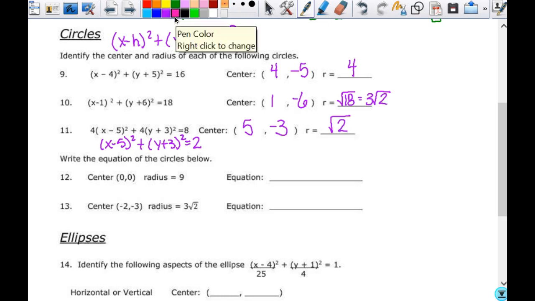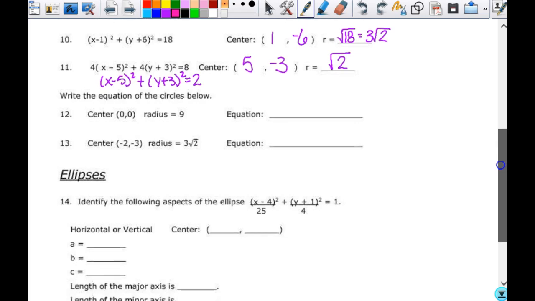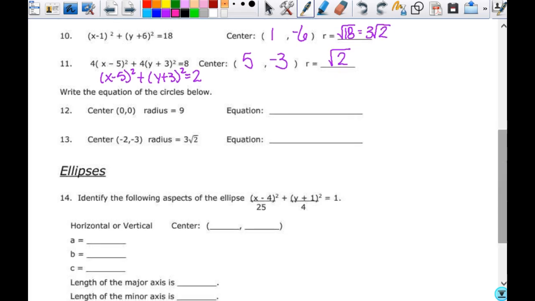All right, so then I'm going to write the equation of these circles. This should be pretty simple since I'm given the center and the radius. Some of you seem to really struggle when you're given the center and a point on the circle, so make sure you know how to do that too. My center is at 0, 0, so this is just x squared plus y squared. And the radius is 9, so this is r squared, which is 81.